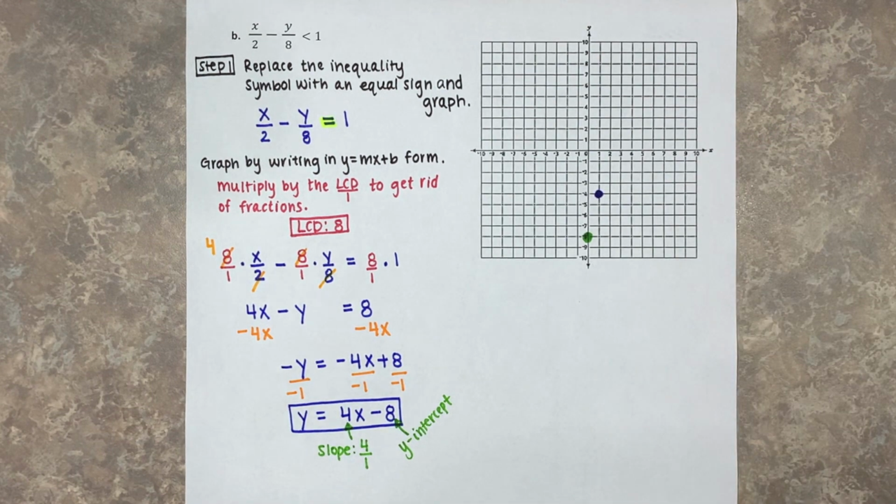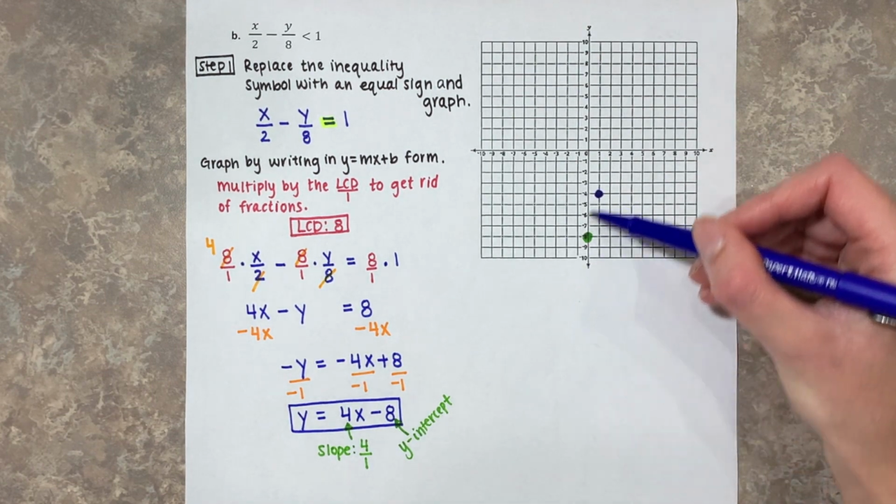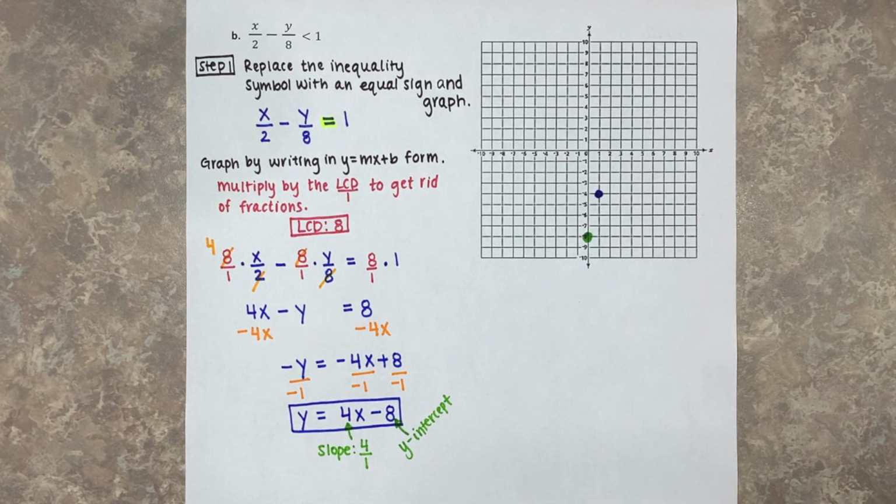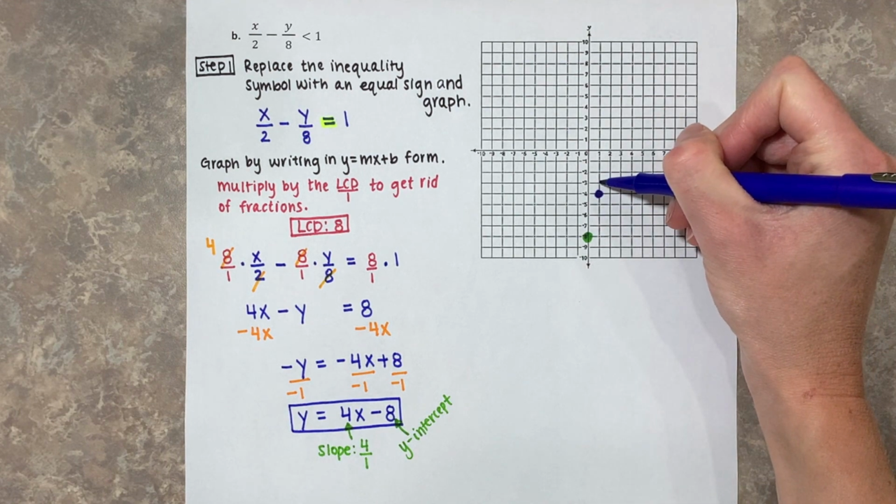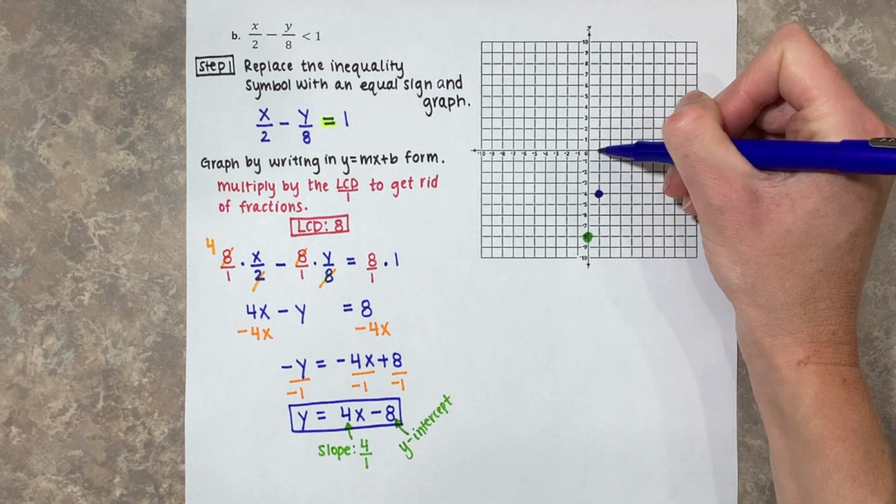Now when we're graphing, we only need 2 points. We can go ahead and draw our line through those 2 points. But when I'm graphing by hand, I always like to plot a few more points just to help make the graph a little bit more accurate. So I'm going to continue moving up 4 and to the right 1.